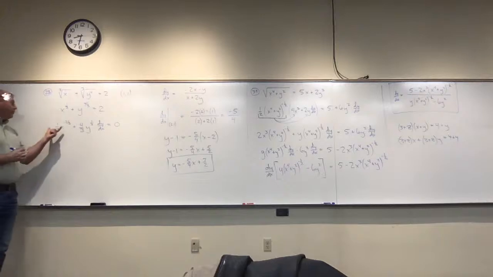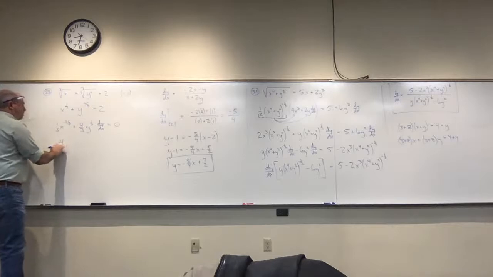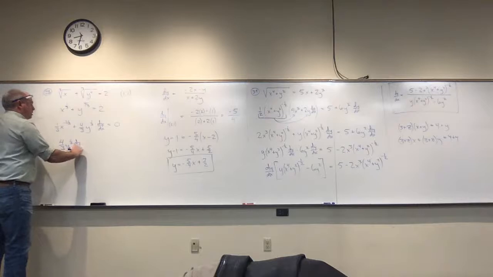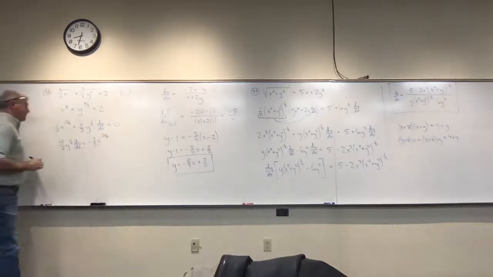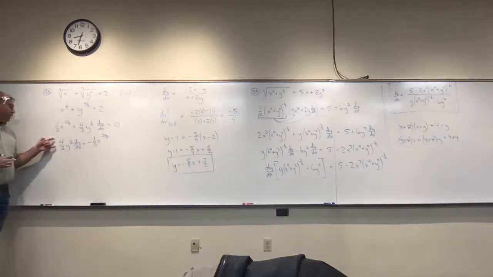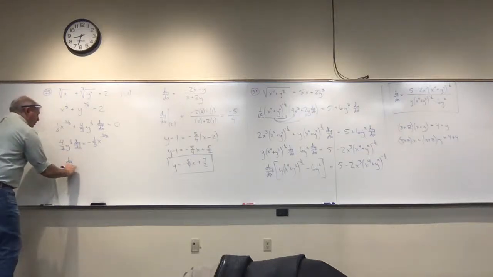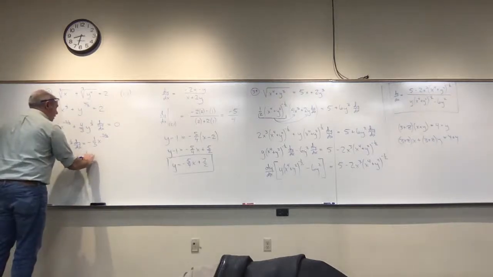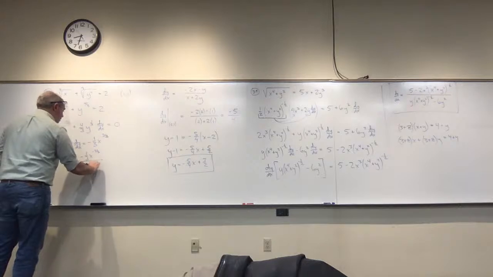Now I just need to solve for dy/dx, so let's get non-dy/dx stuff to the other side. And I get 4/3 y to the 1/3 dy/dx is equal to negative 1/3 x to the minus 2/3. And then I divide both sides by 4/3 y to the 1/3, and I get that dy/dx is equal to negative 1/3 x to the negative 2/3 divided by 4/3 y to the 1/3.